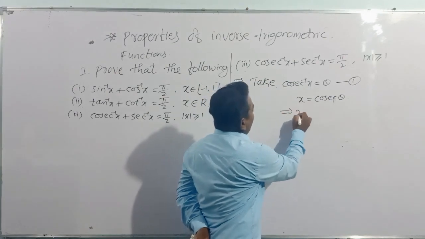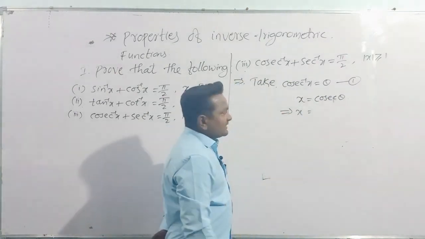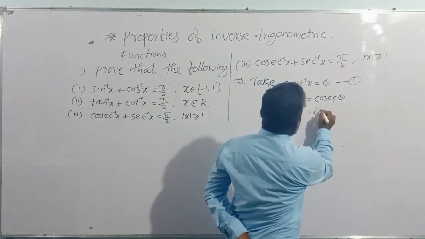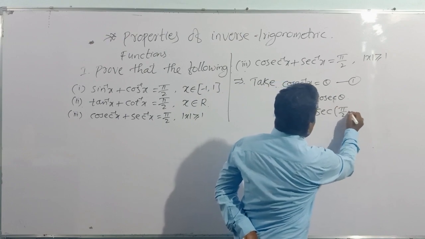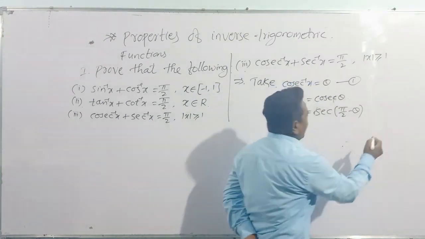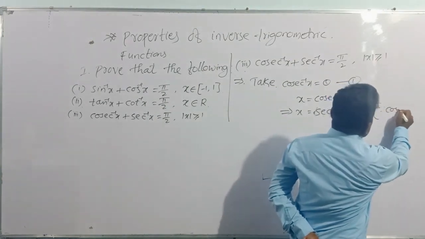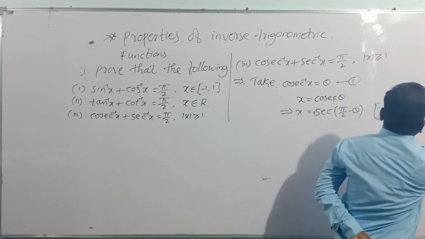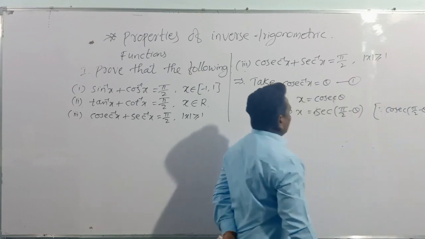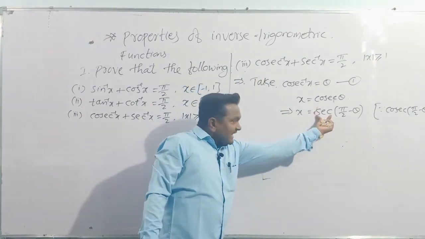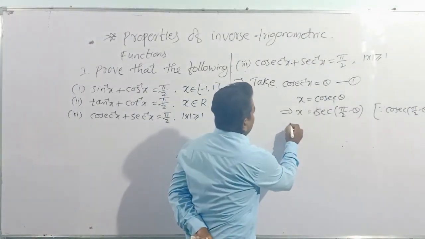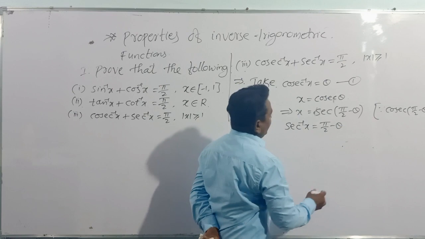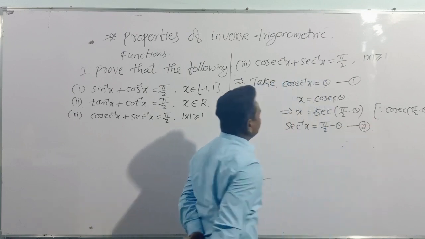Again replace the value for cosec theta. So sec of pi by 2 minus theta is equal to cosec theta, because cosec of pi by 2 minus theta is equal to sec theta. Now finally this sec moves to the left hand side and becomes inverse, meaning sec inverse x is equal to pi by 2 minus theta. Take this down as equation number 2.